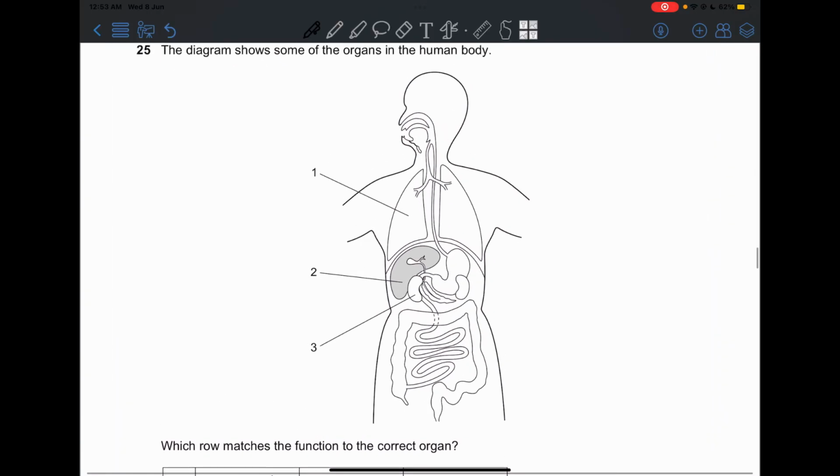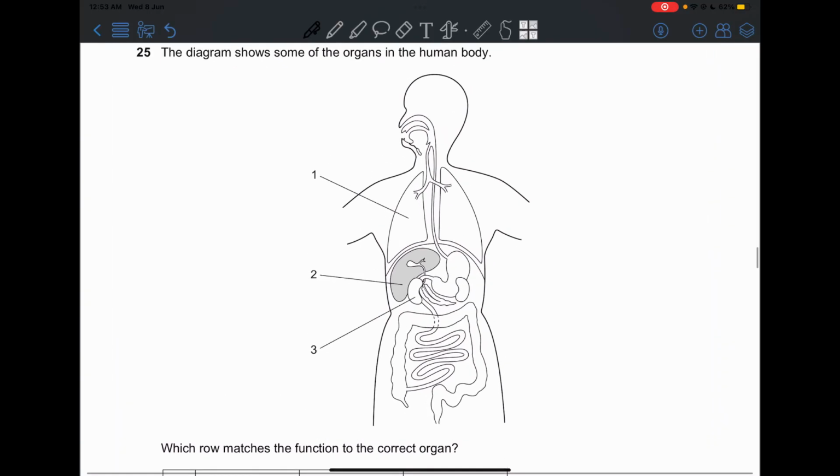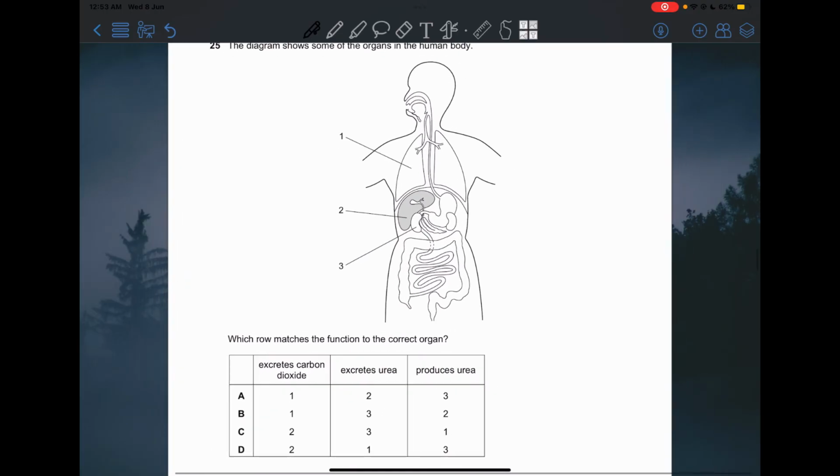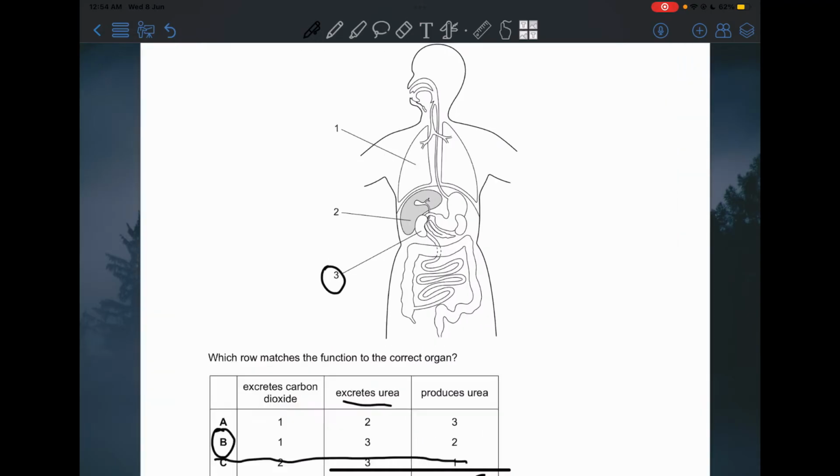Now question number 25. The diagram shows some organs in the human body. Which row matches the function to the correct organ? Now we know that excreting of carbon dioxide is done by the lungs, so we're going to be choosing between A and B. Now excreting urea is done by the kidneys, so our answer for this question will be B, because they say that the excretion of urea is done in the kidneys. Over here, this is the kidneys.